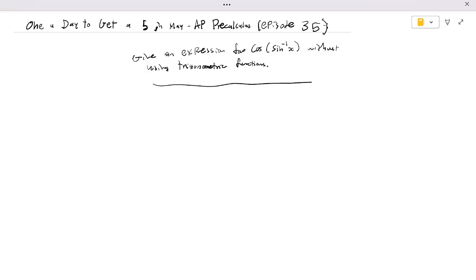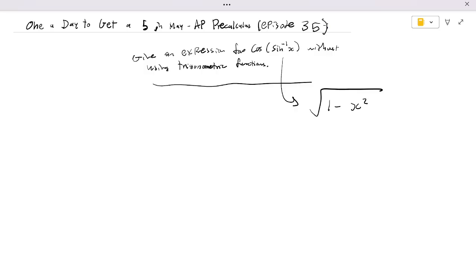Alright, so this problem is: give an expression for cosine of sine inverse of x without using trigonometric functions. Really, for things like this, it's useful to just know it off the top of your head, because it will only help you. And the answer is the square root of 1 minus x squared, okay? But I'm going to show that.